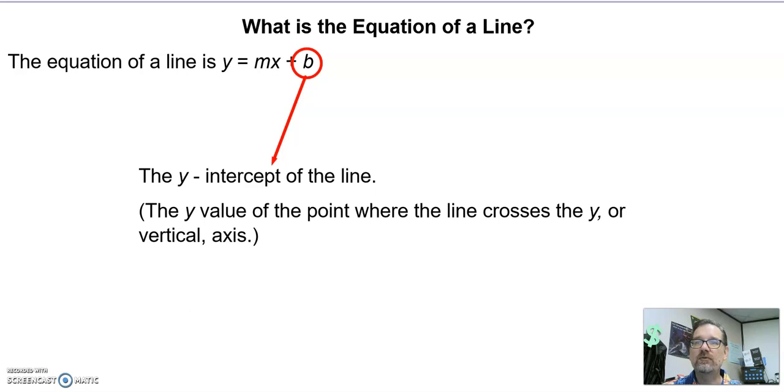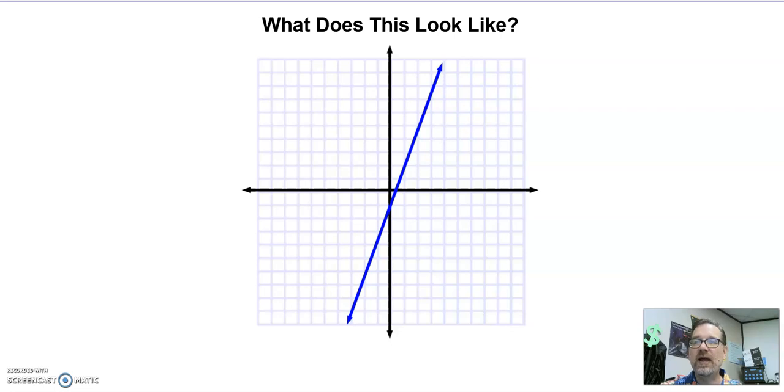This is where my line crosses the y-axis, this vertical axis. So if I give you a graph where I have a line, b is where I cross the y-axis. So b is at -1 for this line. To find slope, we're going to count rise. Counting between these two points, we have a rise of 6, and then I run +2. So the slope of this line is 6 over 2, which can be reduced to 3.